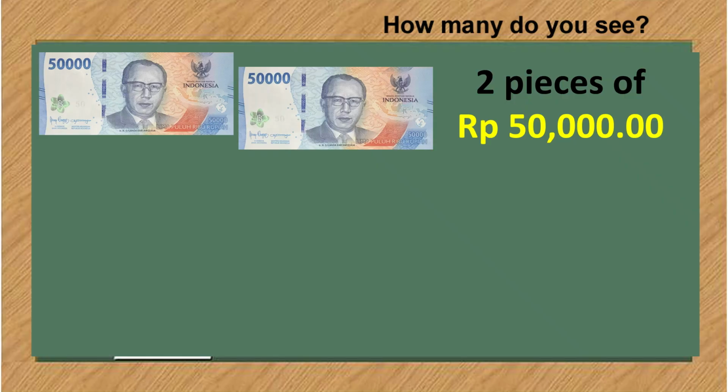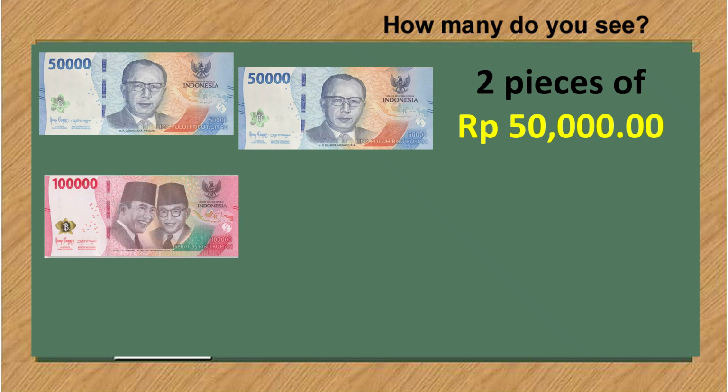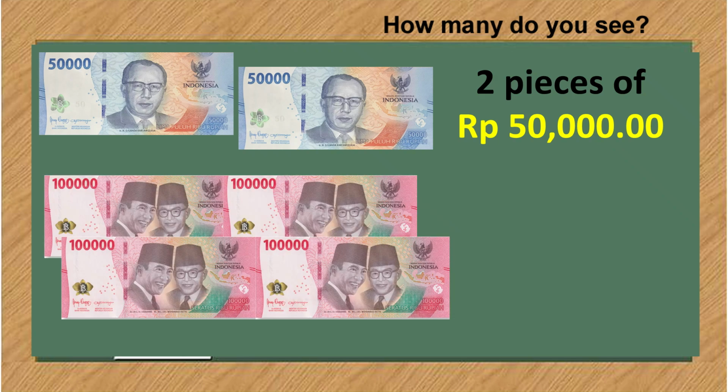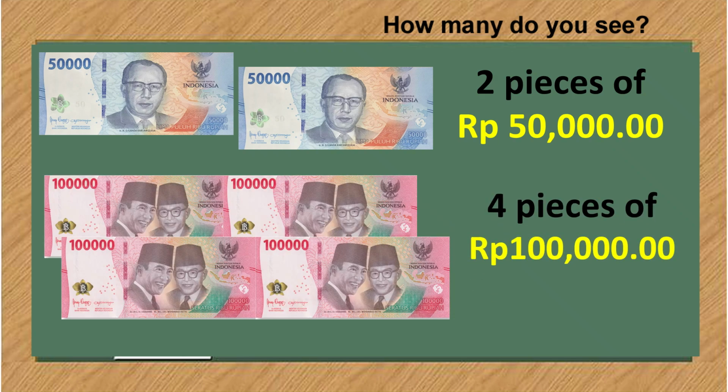There are 2 pieces of 50,000 rupiah, or when you add, it's 100,000 rupiah. There are 4 pieces of 100,000 rupiah, or 400,000 rupiah.